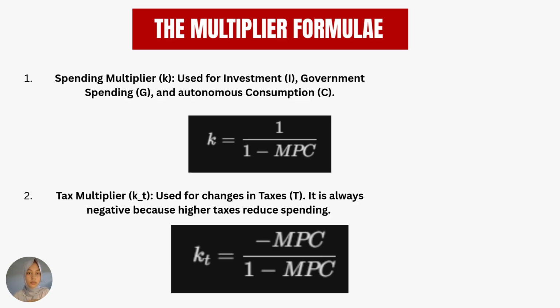And the second multiplier formula is the tax multiplier, or K sub T. This one is used for changes in taxes, T. It is always negative because higher taxes reduce spending. So here is the formula: K sub T equals minus MPC over 1 minus MPC.